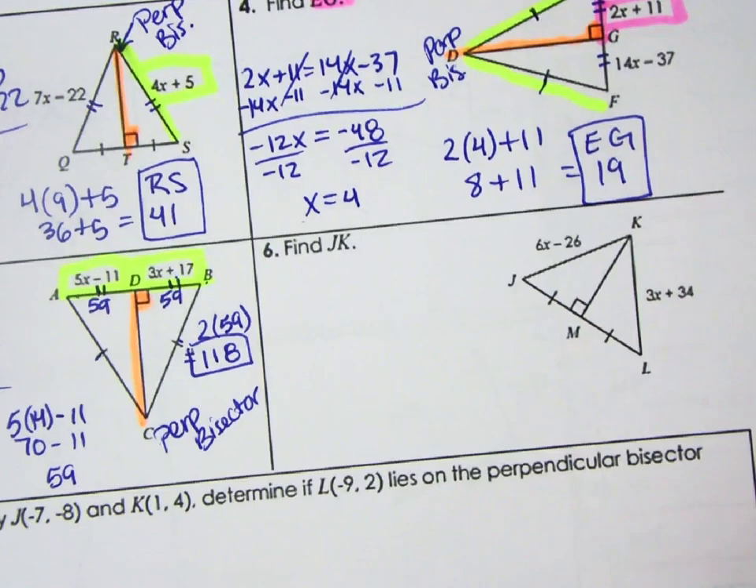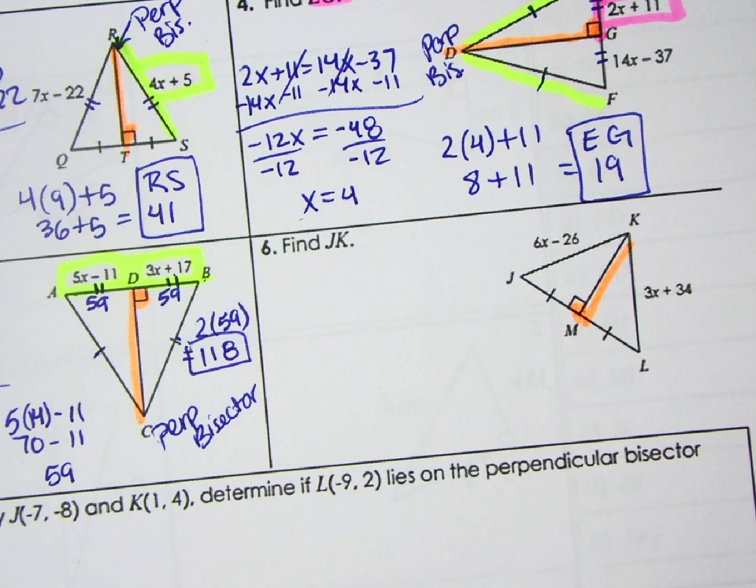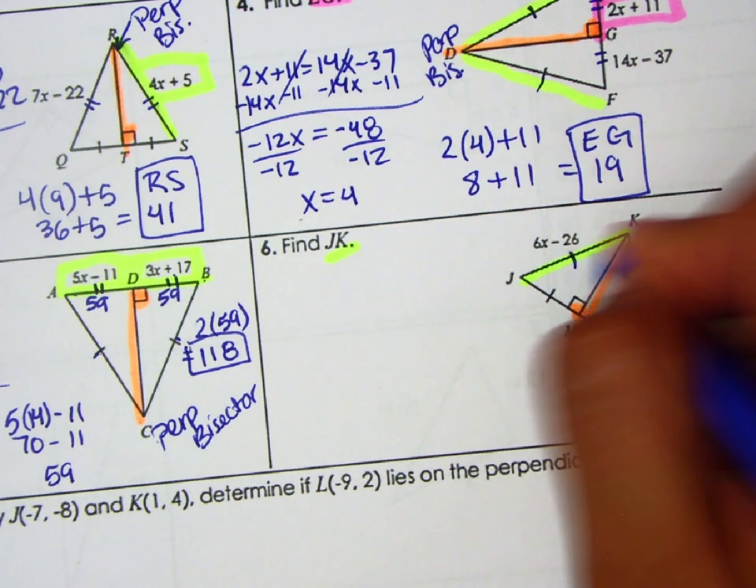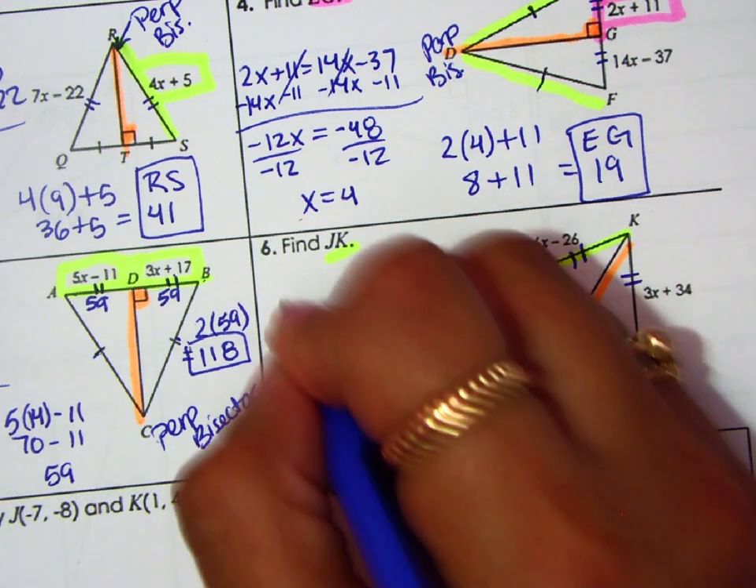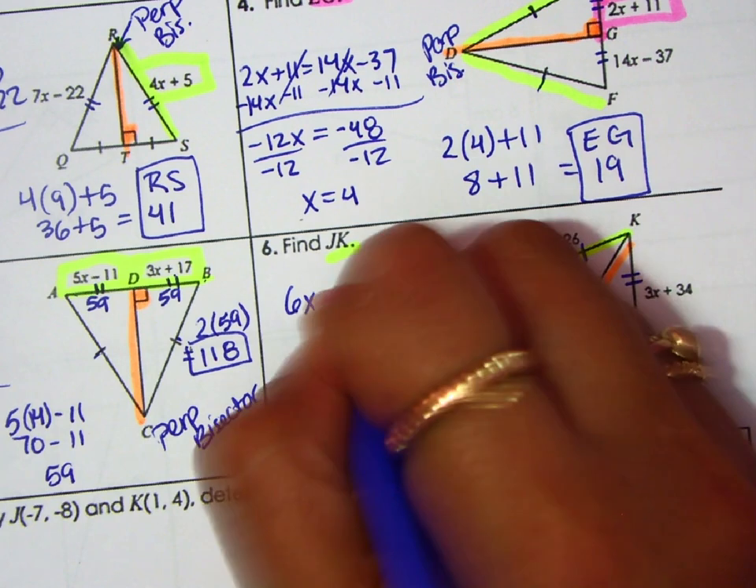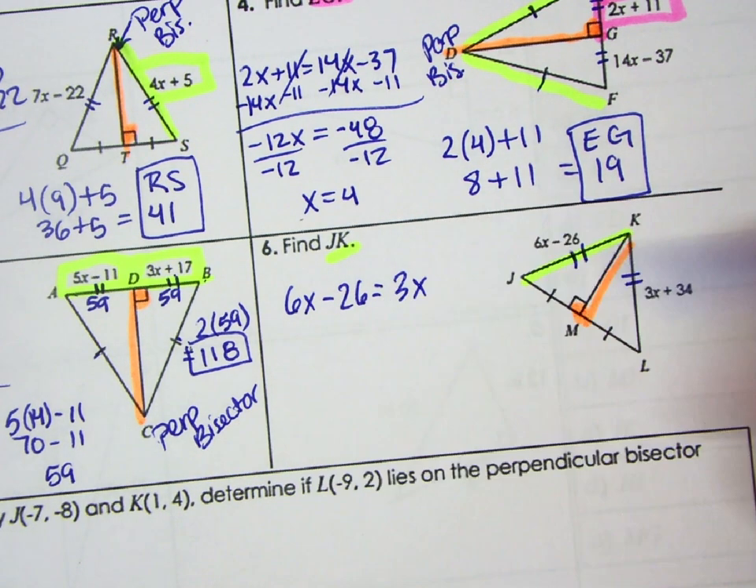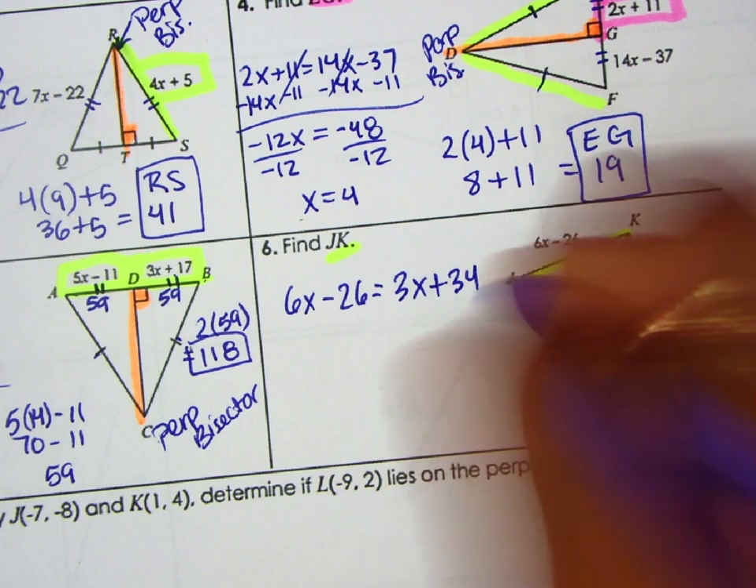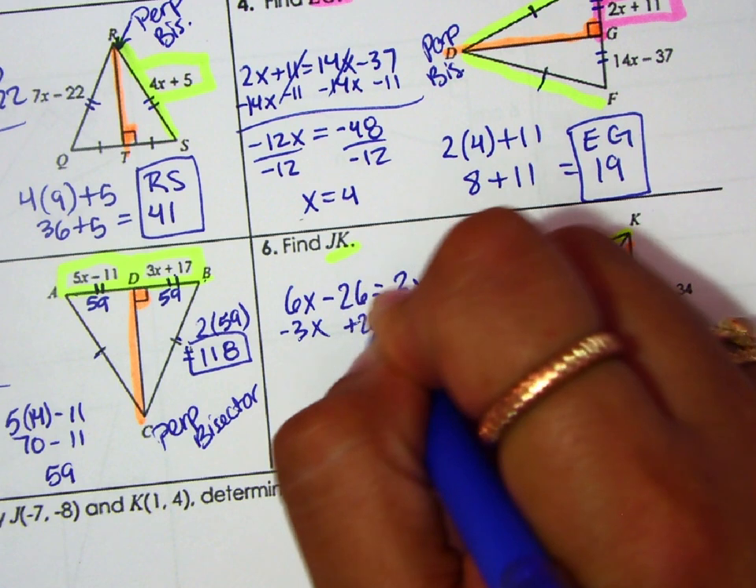All right, let's try JK over here, perpendicular bisector right there. They want you to find JK. JK is this side. So we know that these two are congruent because of a perpendicular bisector. So 6x minus 26 equals 3x plus 34, minus 3x, minus 3x, plus 26, plus 26.